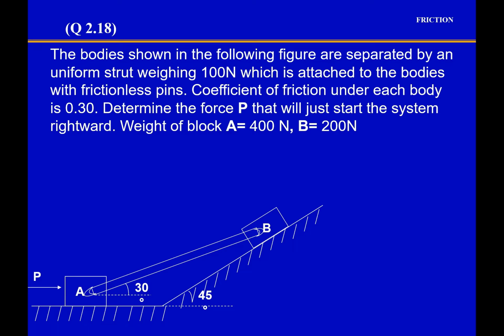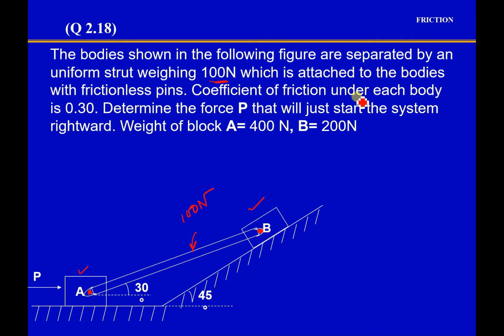So the problem says, the bodies shown in the figure are separated by a uniform strut weighing 100 newtons, which is attached to the bodies by a frictionless pin. So there are bodies that you see here, body A and body B. These are separated by a uniform strut. This is the uniform strut weighing 100 newtons. So this strut has a weight of 100 newton. It is attached with a frictionless pin to these two bodies, A and B. This is the pin point.